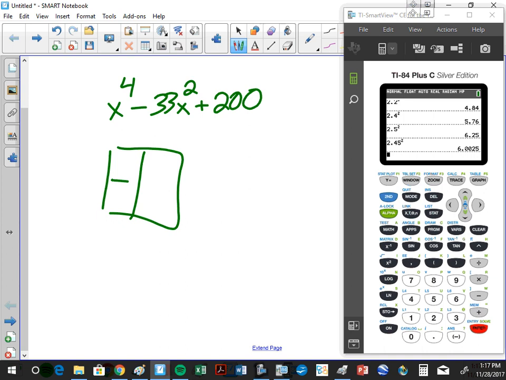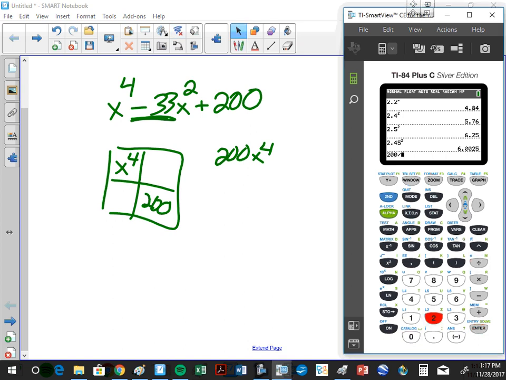I draw the box. X to the fourth, 200, and then 200x to the fourth. I don't know my multiplication tables up to 200, so how do I find the factors? Just try 1, try 2, try 3, try 4, try 5. We're trying to add up to 33. If I type in 200 divided by 2, is that one going to work? 2 and 100, no. Is 3 going to work? 2 plus 0 is 2. Does 3 go into 2? No, so it's not going to work.